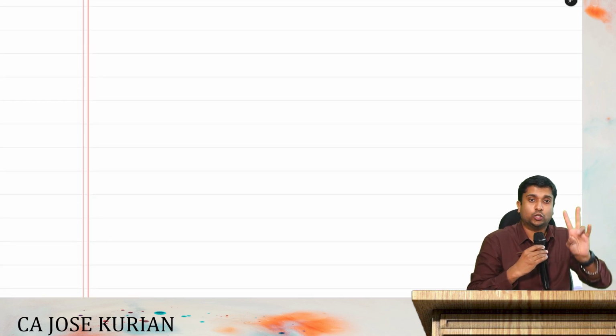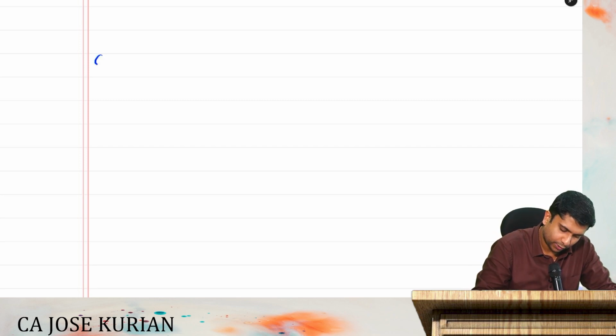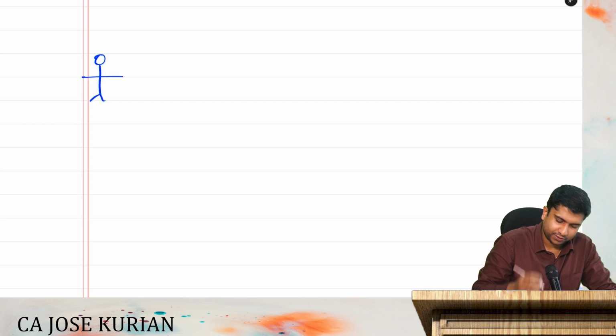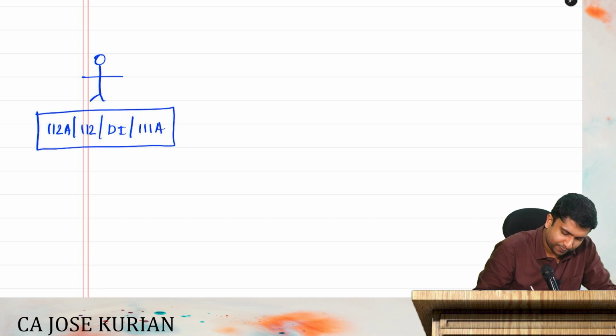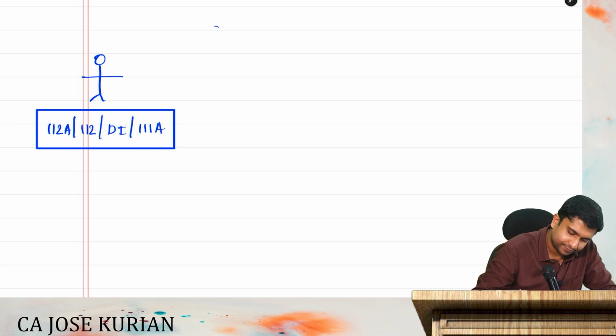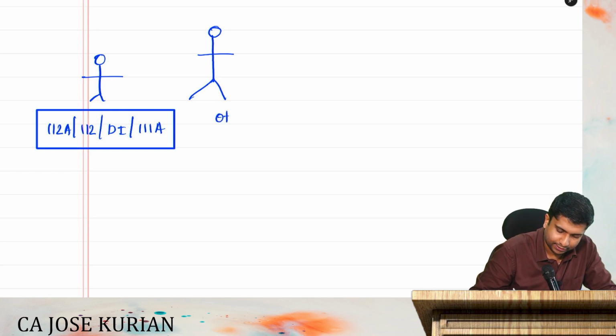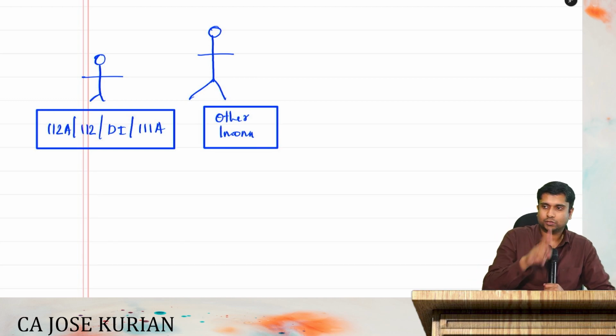There are two persons. The first person can be called 112A or 112 or dividend income or 111A income. The first person is these specific incomes, and there is one more person. He is other income. Are you with me? So there are two persons.